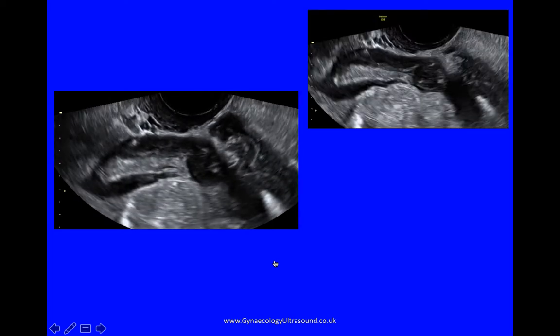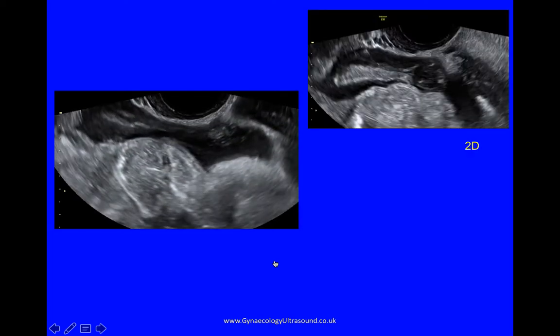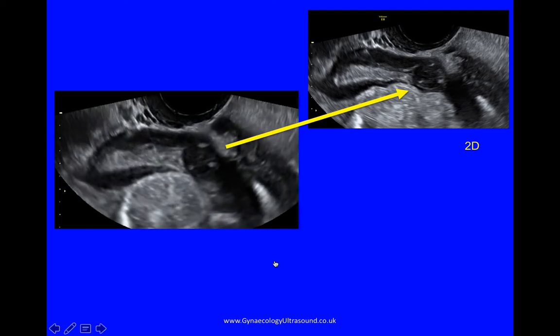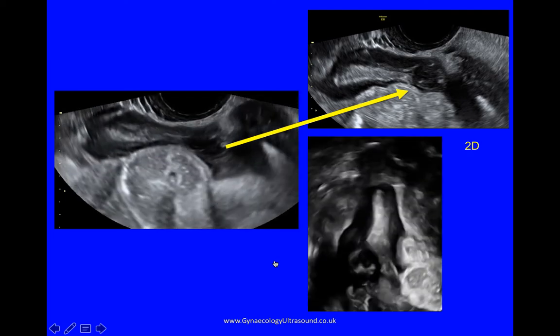And looking at that structure in a bit more detail, transvaginal view of the right adnexa. We can see a structure. And you can see where it is on 2D and what it looked like on 3D.